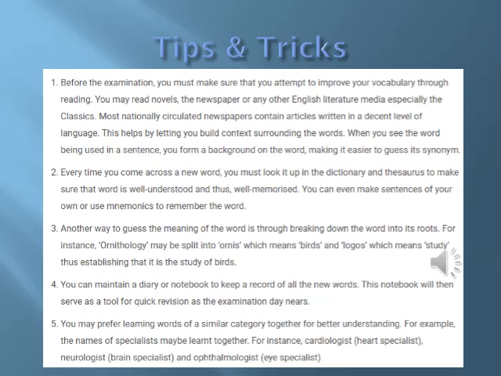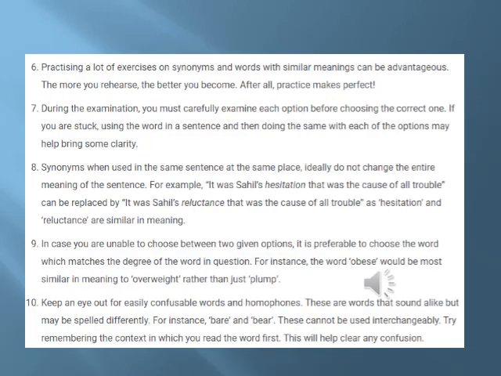You may prefer learning words of a similar category together for better understanding. For example, the names of specialists may be learned together. For instance, a cardiologist, heart specialist; neurologist, brain specialist; and ophthalmologist, eye specialist. It will be easier for you to remember if you categorize the words. So let's see some more tips and tricks.